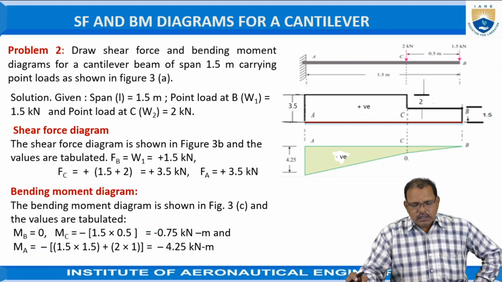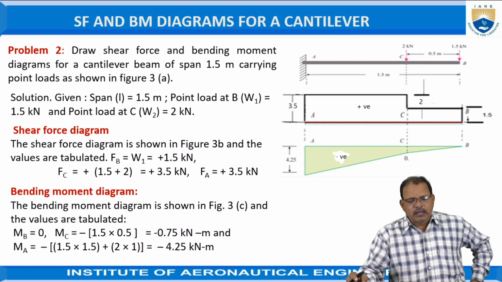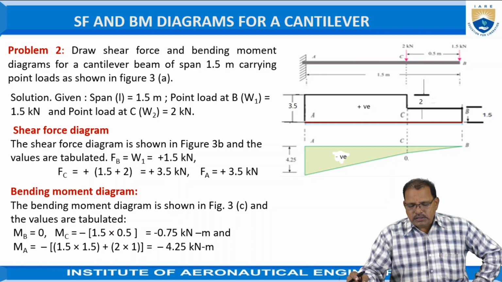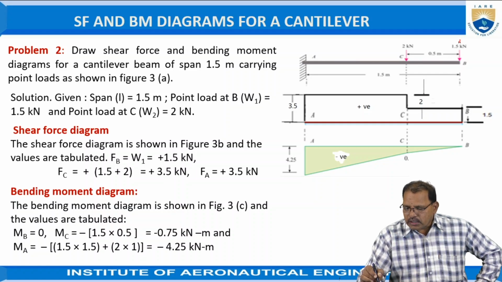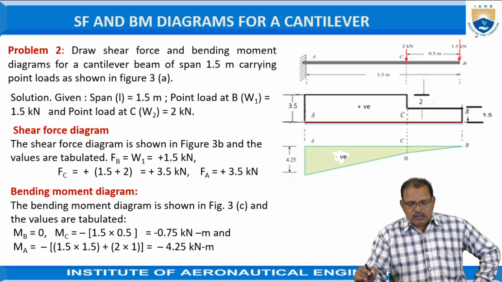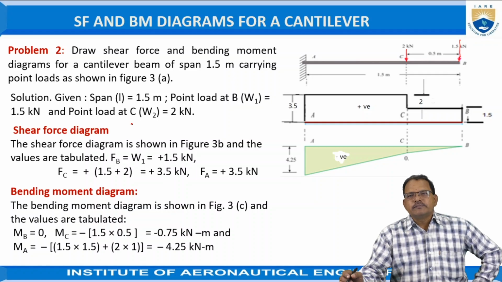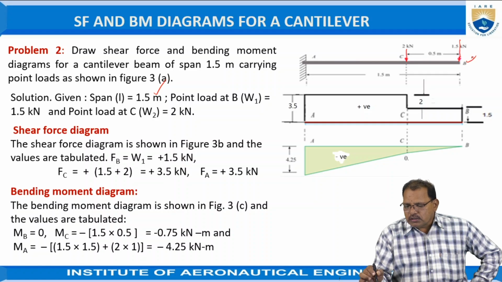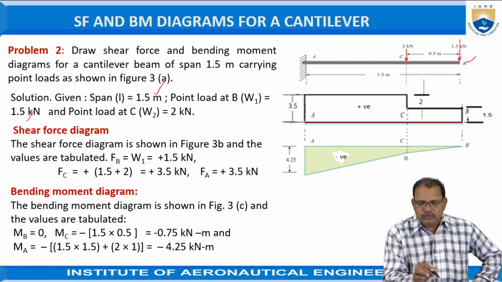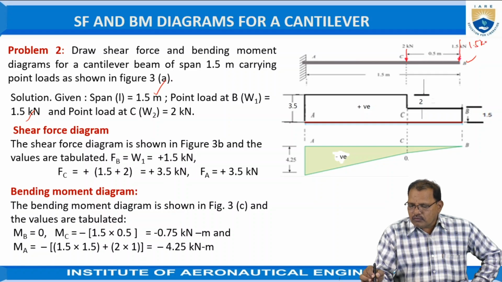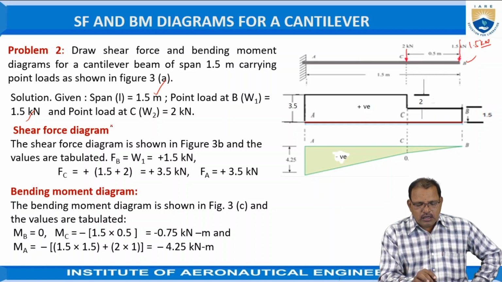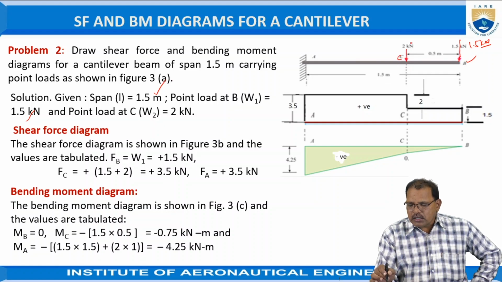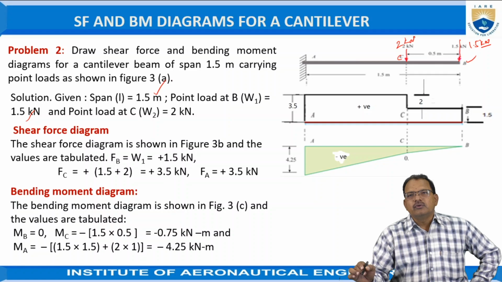Similarly, draw the shear force and bending moment diagram for the cantilever beam of 1.5 meters carrying point loads as shown in figure now. Two loads are acting now. One is acting at this position, and one more at this position. So here the given data is length of the span is equal to 1.5 meters. The point load at B is equal to 1.5 kilonewtons, and the point load at C is equal to 2 kilonewtons.